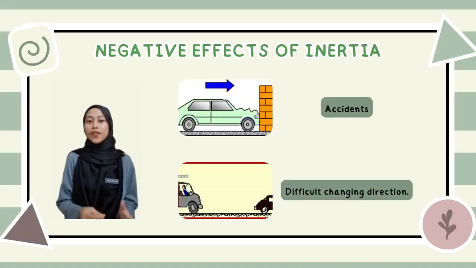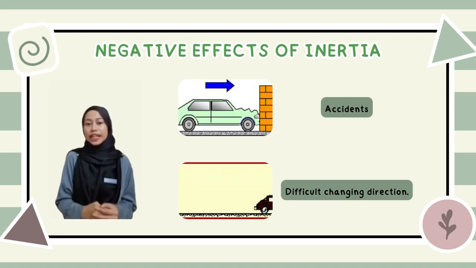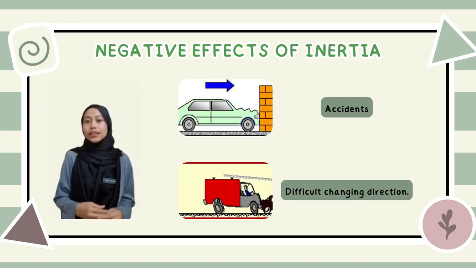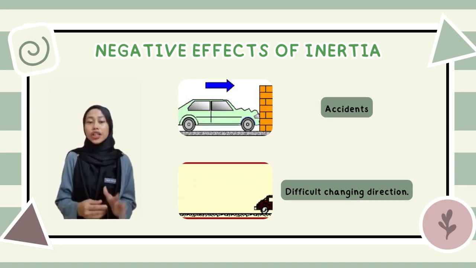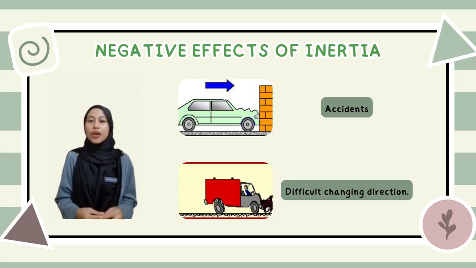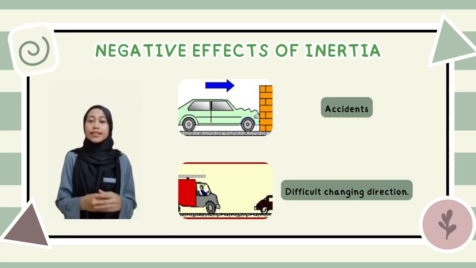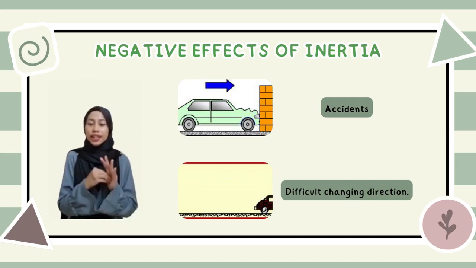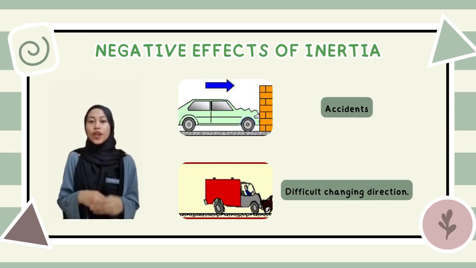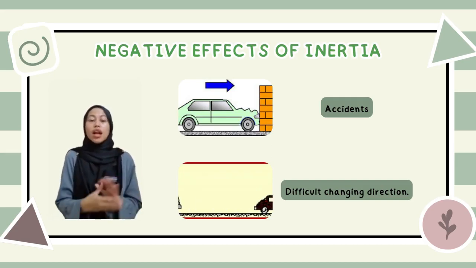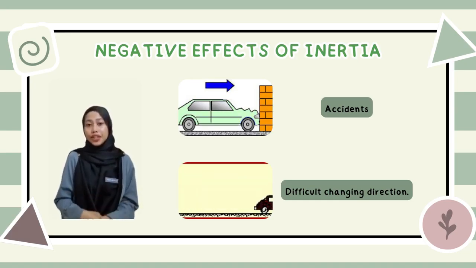Here are some negative applications of inertia in daily life. Accident. Accidents involve a collision due to inertia. Their body will continue traveling at a certain velocity until it hits an obstruction. Without a seatbelt, a passenger can be seriously injured.